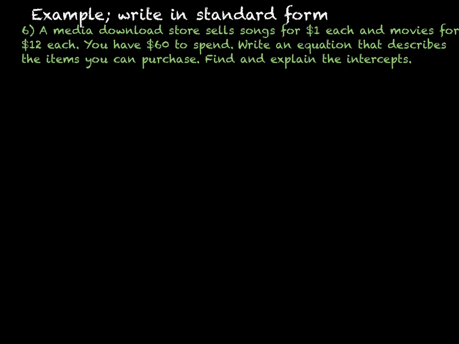A media download store sells songs for $1 each and movies for $12 each. So there's your important information. You have $60 total to spend. Write an equation that describes the items you can purchase. So we're going to write this equation in standard form, ax plus by equals c. Well, if you recall previous information, we always try to set it equal to the total.